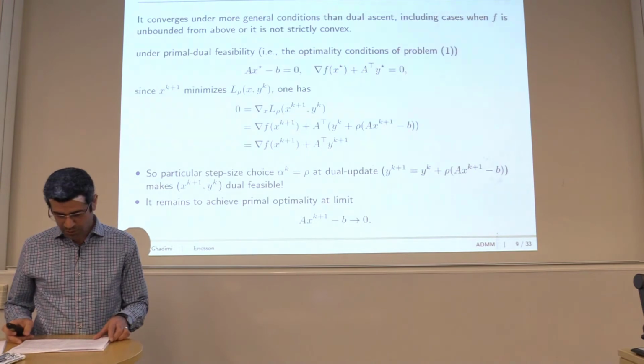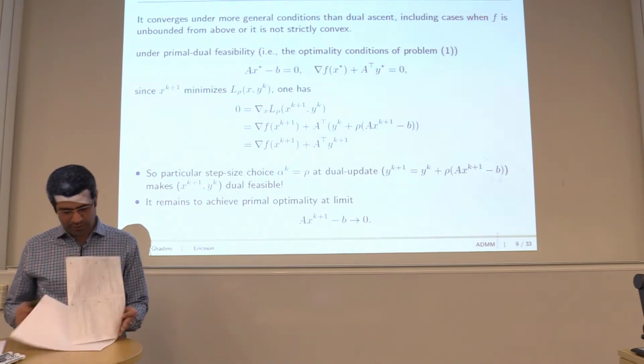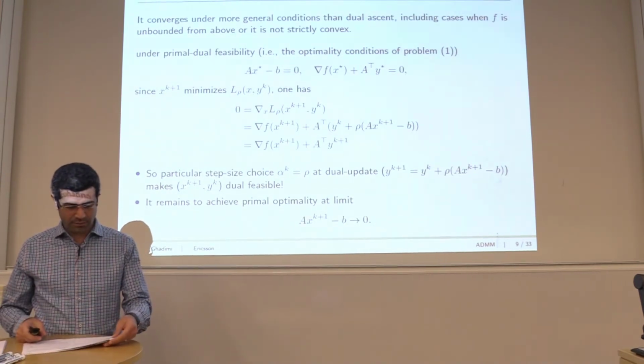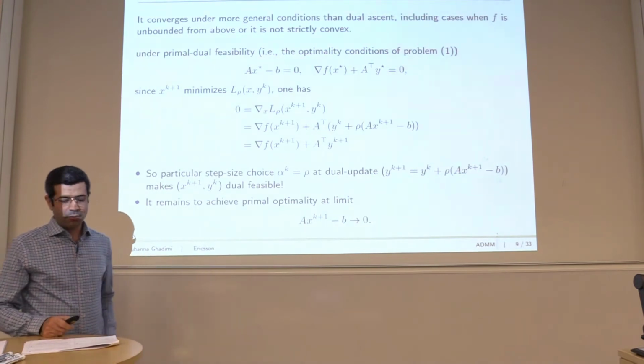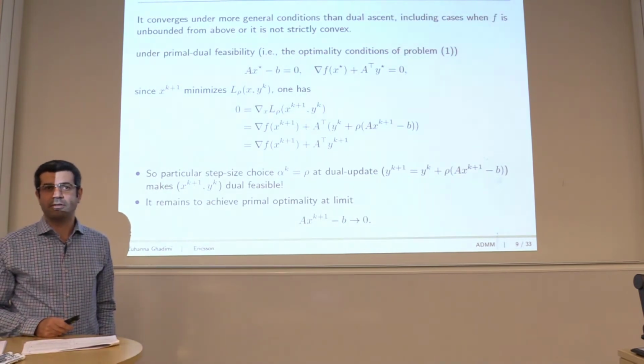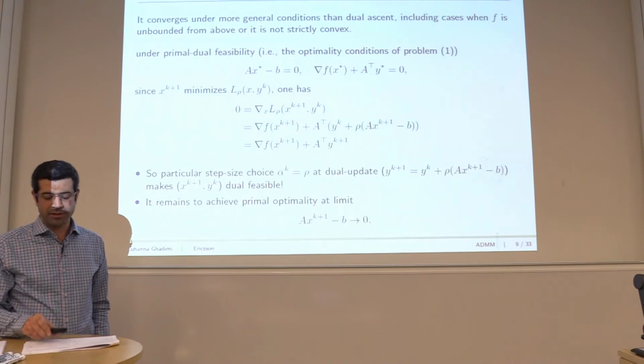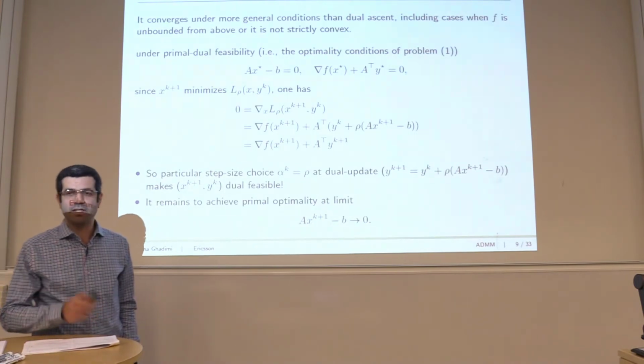Now, if we look at the optimality conditions for the method of multipliers, then we can see some nice things here.